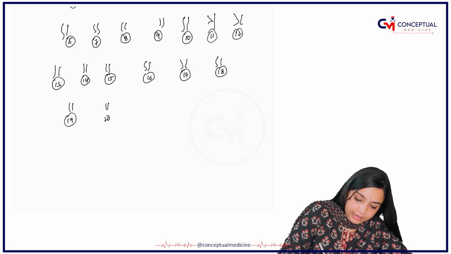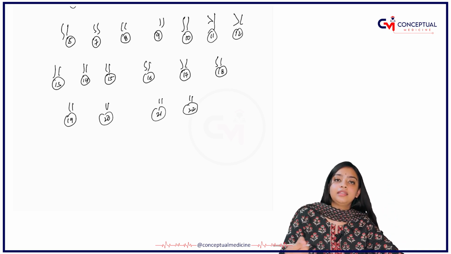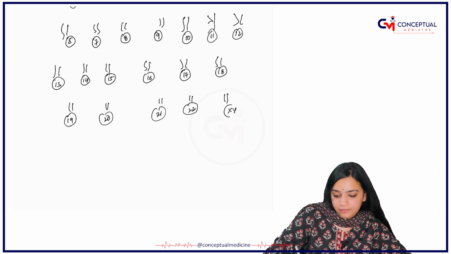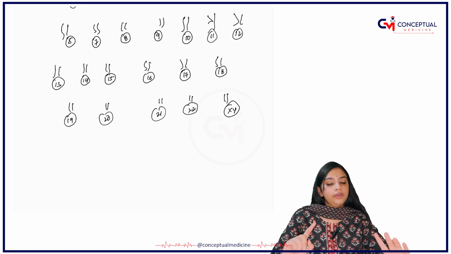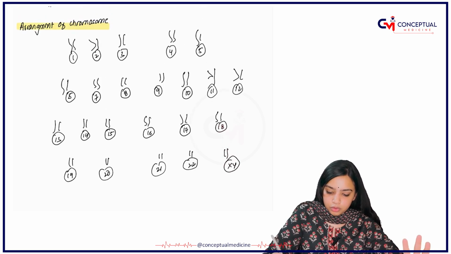Okay. Next one is your 19. Then you have the 20, 21, 22 and anything else left? Yes. You have the X and Y as well. Okay. Now we are good to go. Look at this. This is the proper arrangement of your chromosomes.